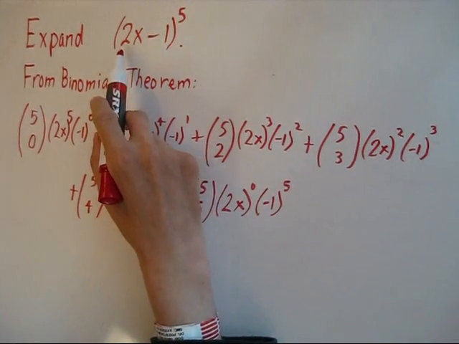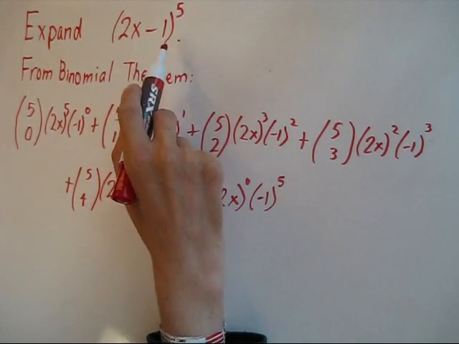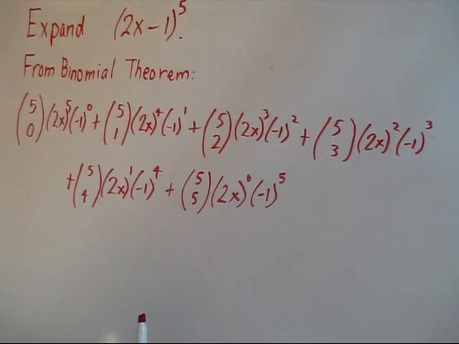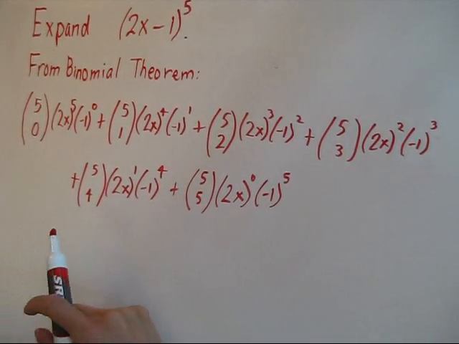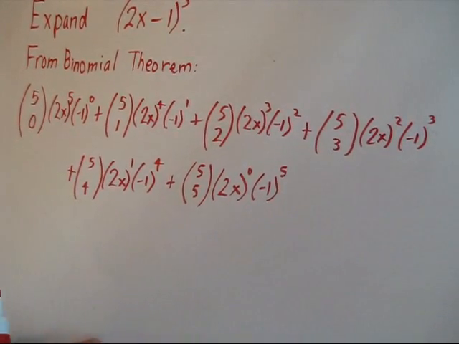We'd like to expand (2x minus 1) to the fifth. You could FOIL everything out, but you have better things to do. So let's use the binomial theorem. Let's just look at what it gave us and try to find patterns.